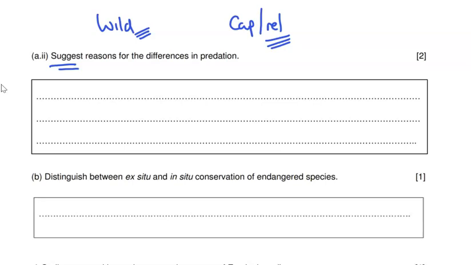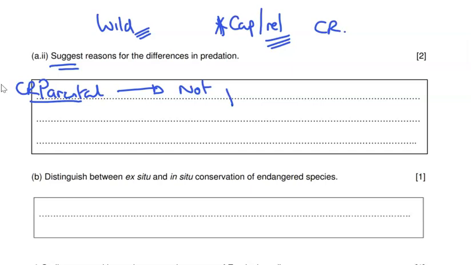Perhaps my suggestions would be that the parental marmot, sorry, I'm dealing with this one, the captive bred. I'll call that CR for the moment. So captive bred and released marmots as parents are not protecting their young. So that's my note. So you, of course, are writing in continuous sentences.